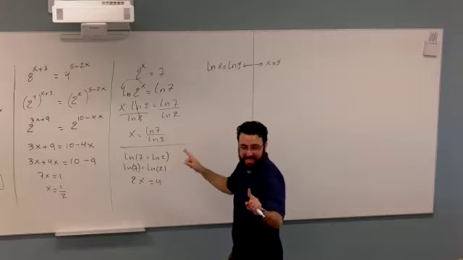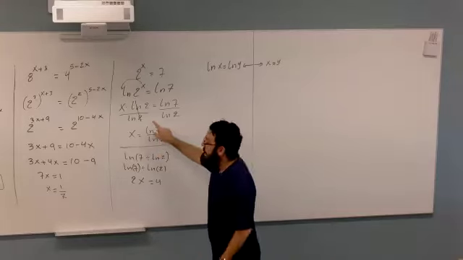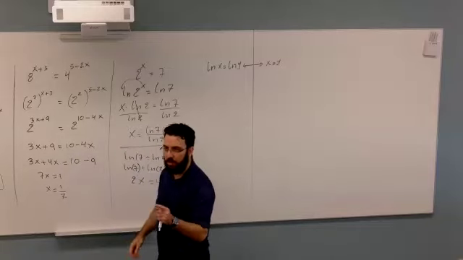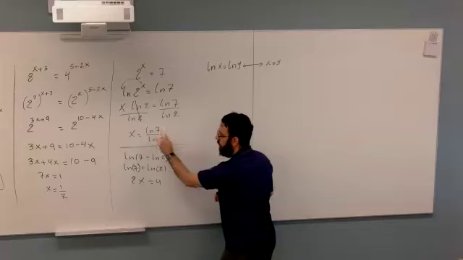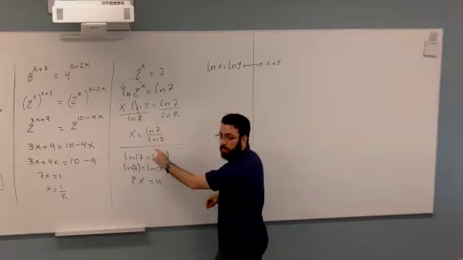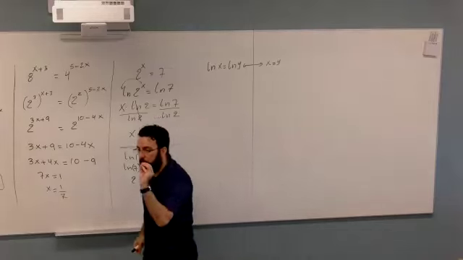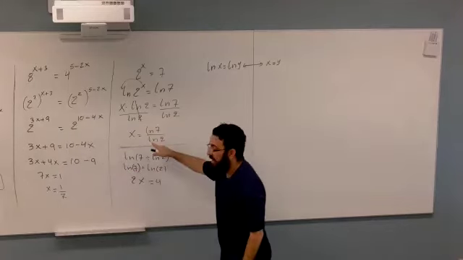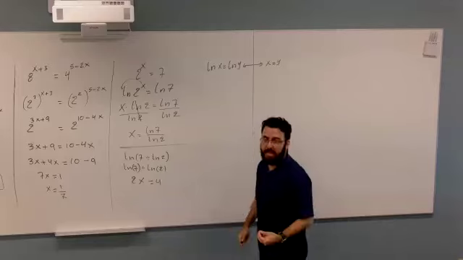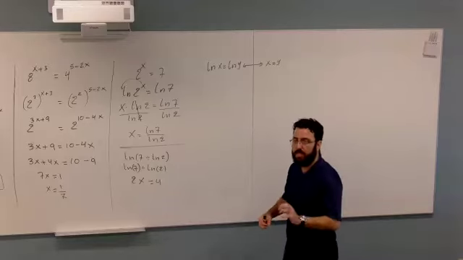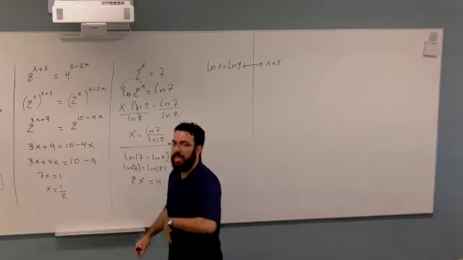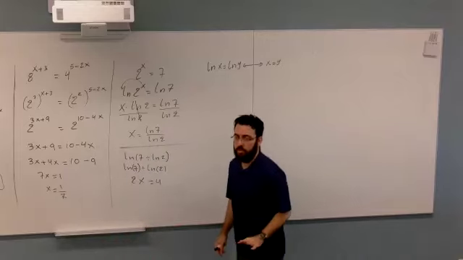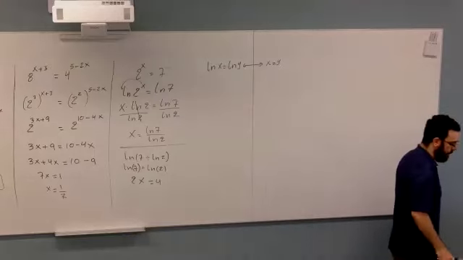But you get the idea, right? So if they ask you for the exact solution, you're going to put this one. If not, when you plug it into the calculator, it's going to give you a decimal number, and they're going to ask you to round it. When you round the number, it's not going to be the exact solution. It's going to be an approximate solution.